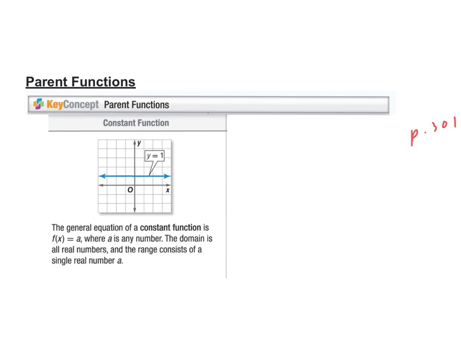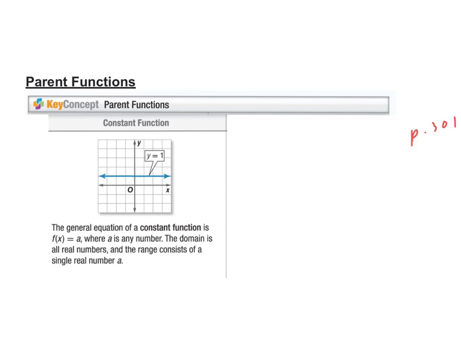So the first one's the constant function. We talked about this already. Whenever it's just y equals a number, a constant, it's going to be a horizontal line. And the domain's all real numbers. The range is just whatever that value is. In that example, y equals 1. Domain's all real numbers. Range is 1. And we've looked at some of those when we went through the functions already.